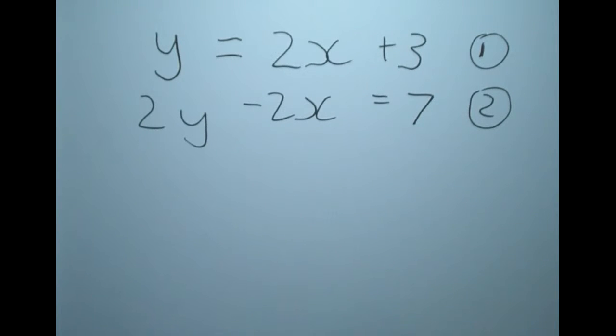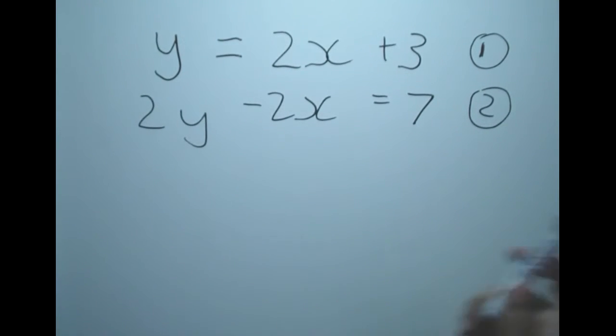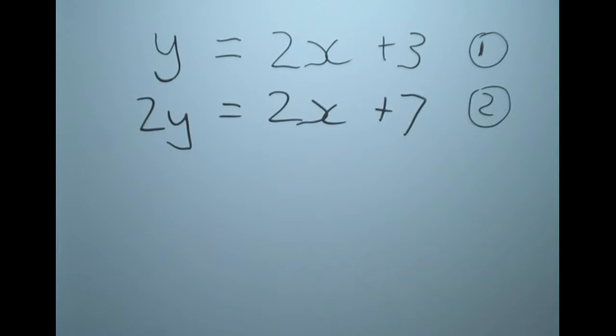The x's in my first equation are on the right and the x's in my second equation are on the left, so my x's are not in line. So I'm going to take this minus 2x to the other side of the equation so that they will be in line. So we will get 2y is equal to 2x plus 7. So I will be using this equation as my second equation. So I will have this.